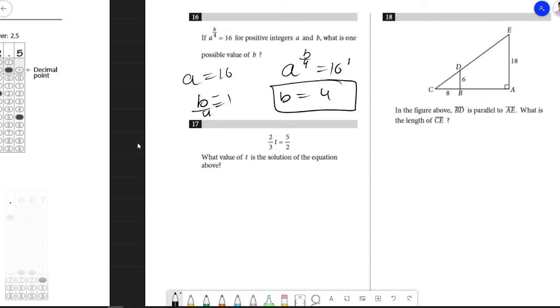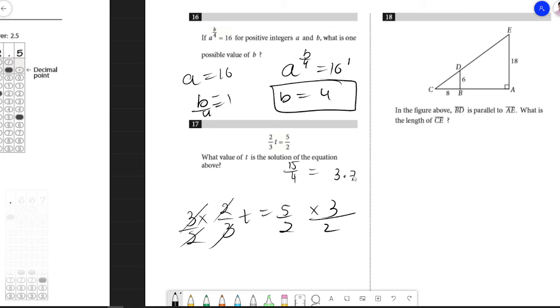What value of t is the solution of the equation above? Okay, it's very simple. We have to do cross multiplication. It's written 2 by 3 times t equals 5 by 2. I will multiply on both sides by 3 and divide by 2 on both sides. So the 2 and 2 will get cancelled, 3 and 3 will get cancelled. So this will form 15 by 4. 15 by 4 is how much? It is 3.75.